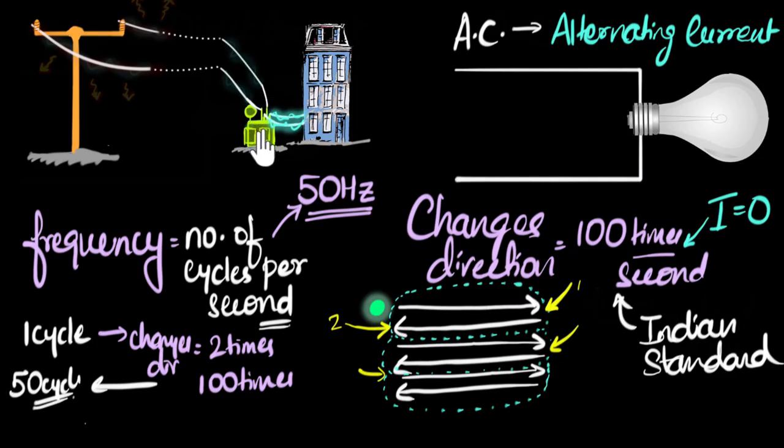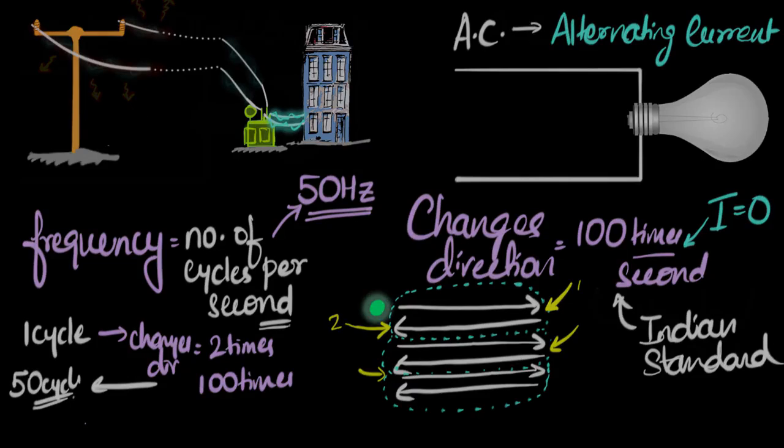Now, the main thing over here is that transformers only work on alternating current. So you can only use this trick with alternating current and not direct current. And that's the main reason why we supply alternating current, because we can do it at a very low current, and that gives us very low power loss. All right, that's pretty much it.